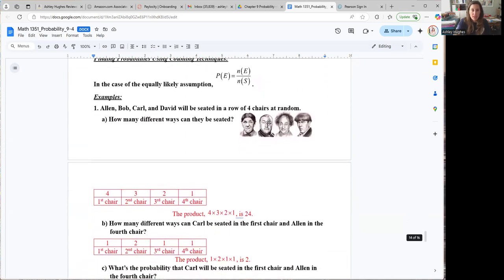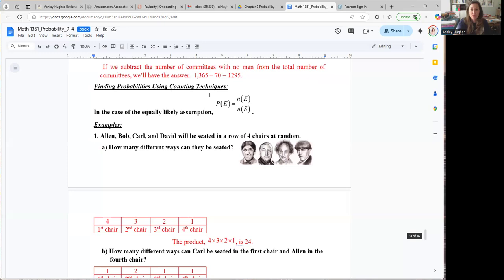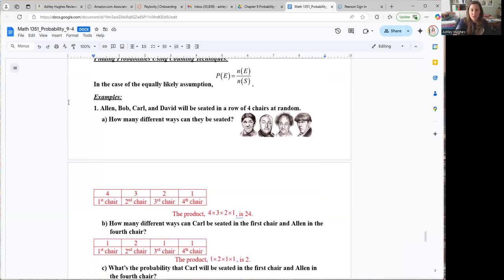Now for our final topic in this section is finding probability using counting techniques. So this is really similar. It's just now we're talking about probability. So you don't have a part over a whole again. So how many different ways can these 4 people be seated? This is the counting theory. So 4 times 3 times 2 times 1. That's to figure out our total. There's 24 ways.